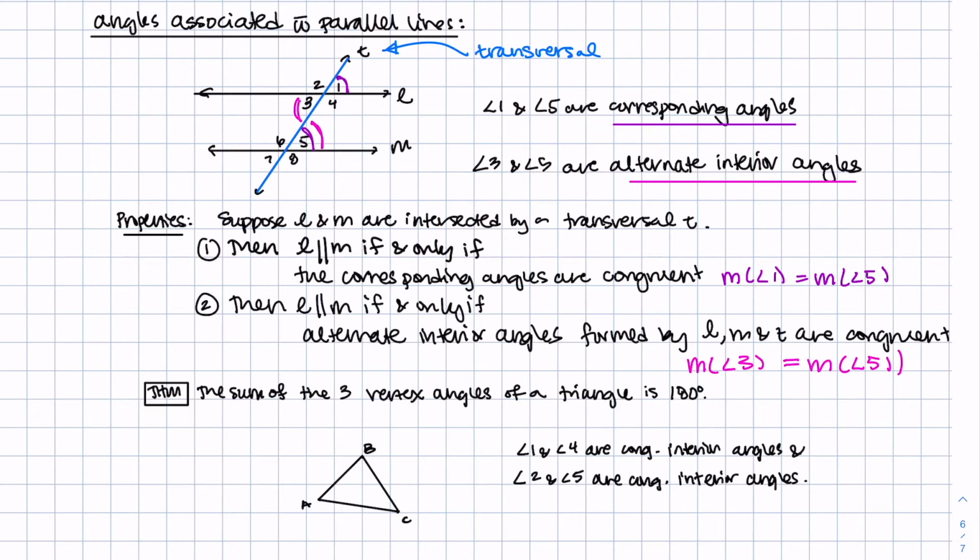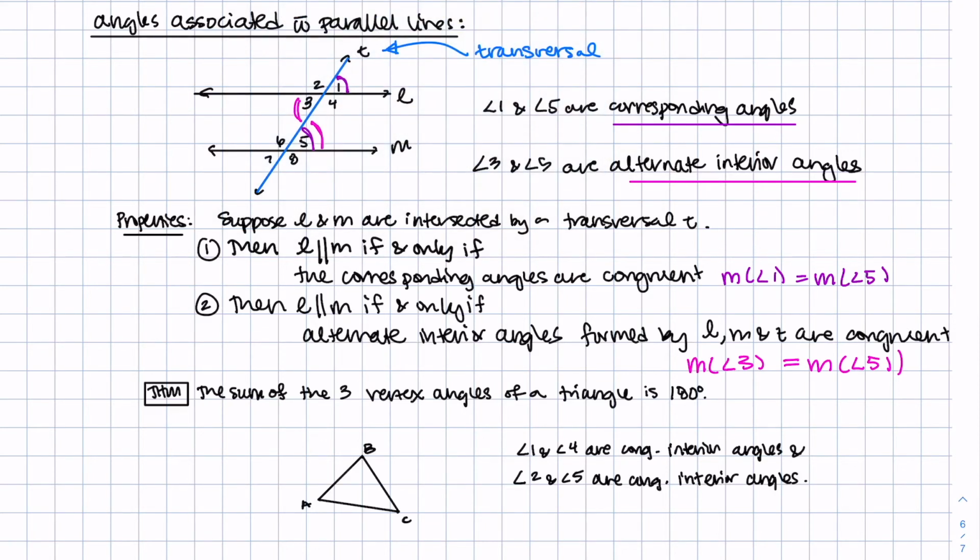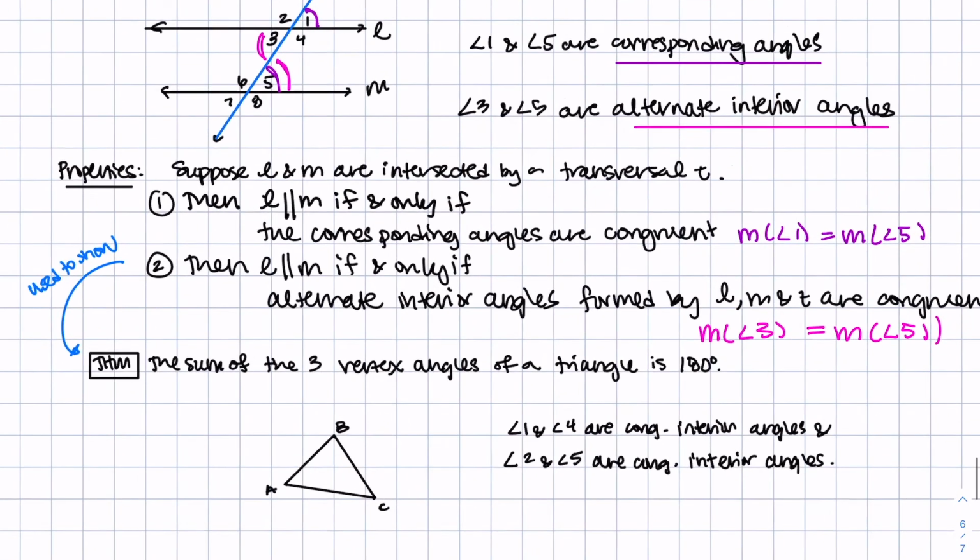Okay, and the reason we bring these up is that we would use these two properties, actually I think we just need property 2, to show that the measures of the interior angles of a triangle sum to 180 degrees. So let's look at this triangle ABC here, and we'll show that this is true.